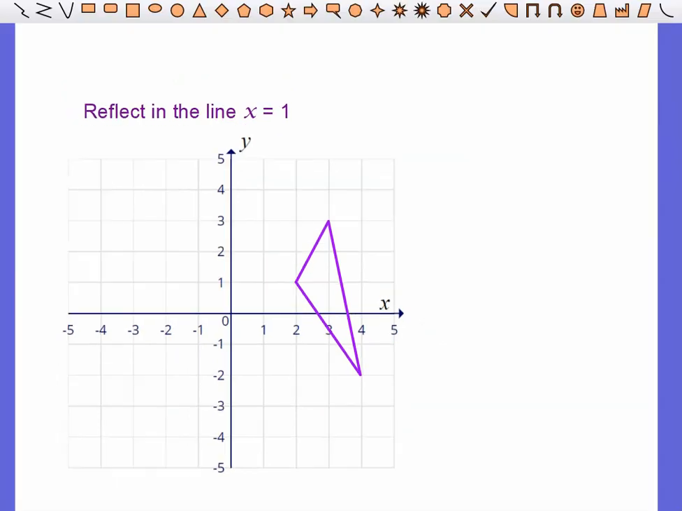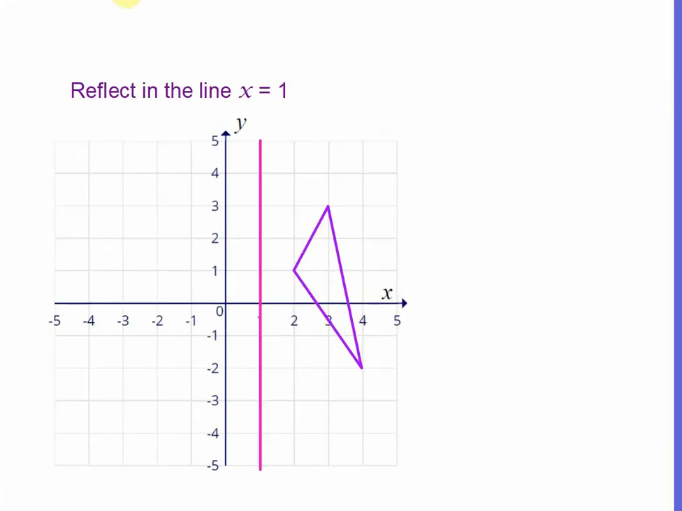So where do x coordinates always equal 1? This line here. Let's pop that on. So this is the line x is always 1. 1, 0, 1, 1, 1, 2, 1, 3. The x value is always 1.